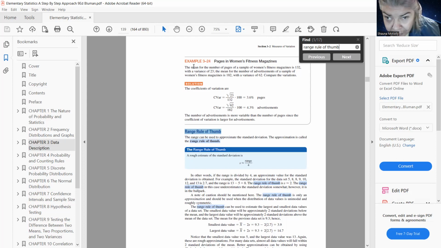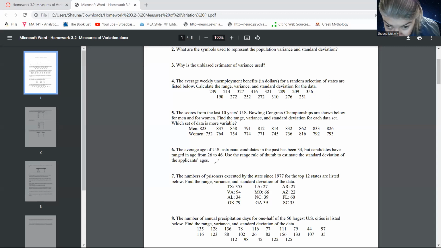So all you want to do for number 6, actually, when she's asking you about the range rule of thumb, all you want to do in this homework is you want to say, okay, well, what is my range? If you remember, the range is the maximum minus the minimum. So you look at the range that it gives you. It says it goes from 26 to 46. So you're going to say that the standard deviation S, let me write this on the screen.